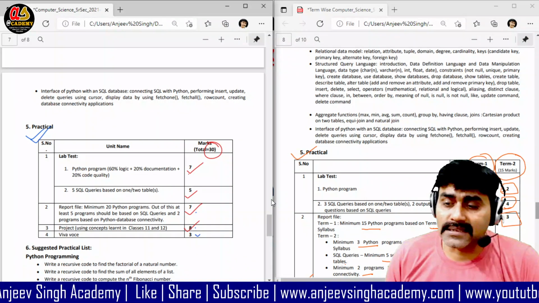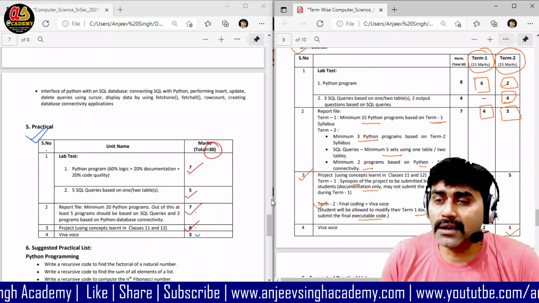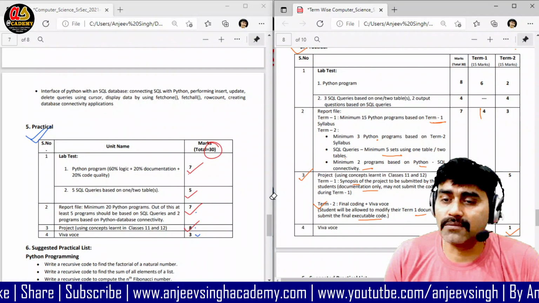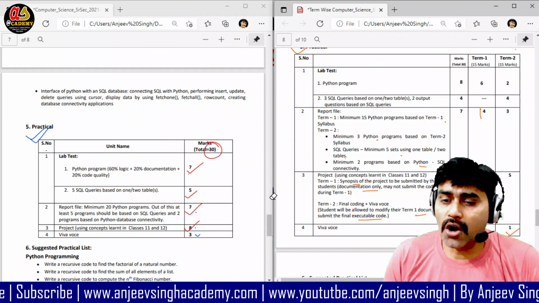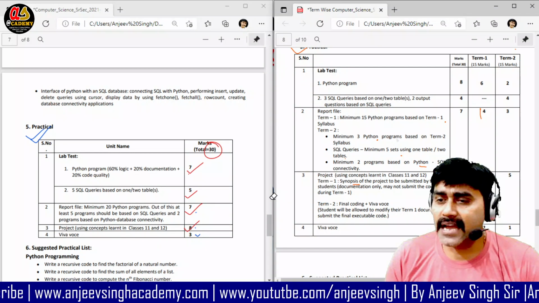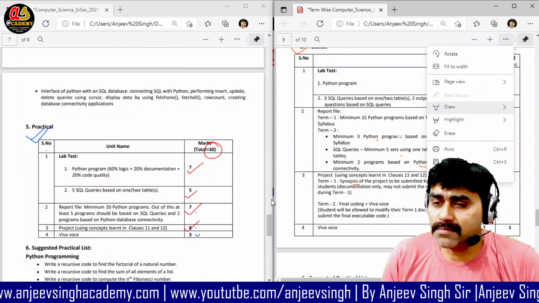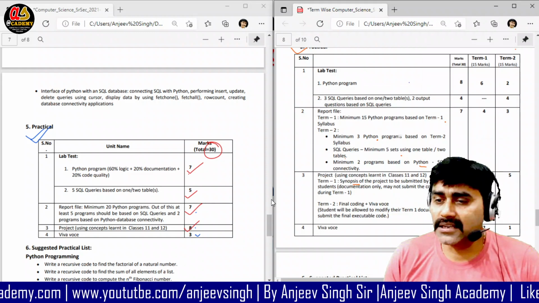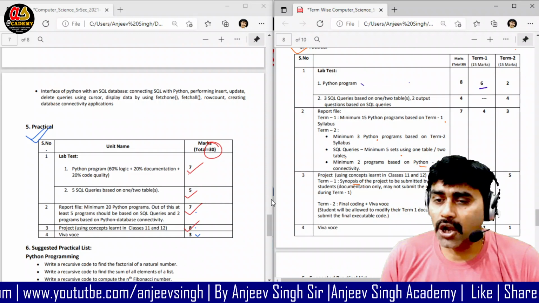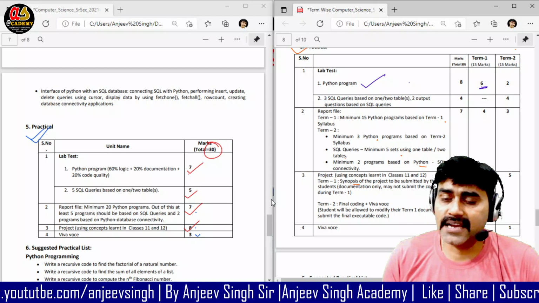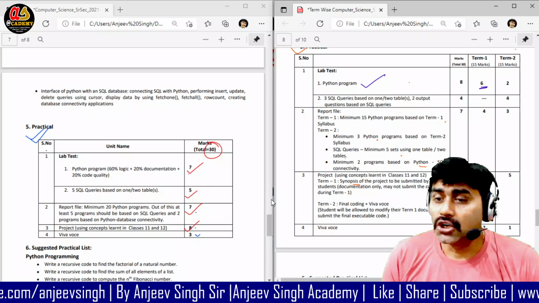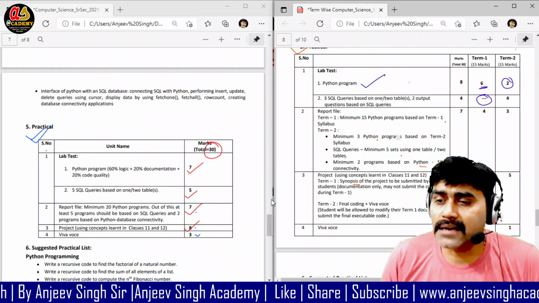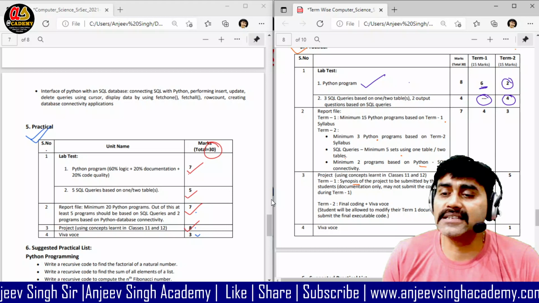These whole marks are divided into two terms, term 1 and term 2, as given here. Now you can see how the 8 marks for the questions are divided into 4 marks and 6 marks and 2 marks. Python program 6 marks is here. You have to give a lab test, and no SQL question will be asked in term 1, but in term 2, 2 marks are given for the Python program and 4 marks for the SQL questions.